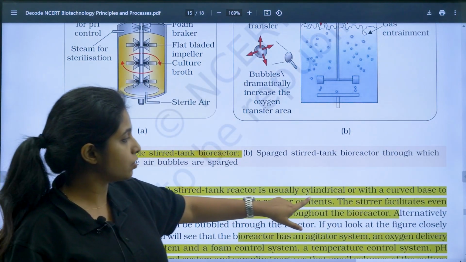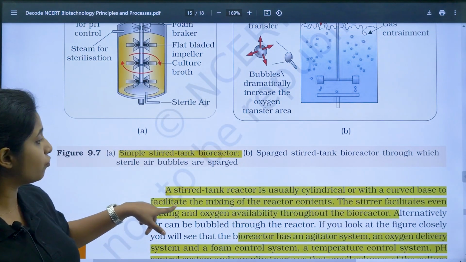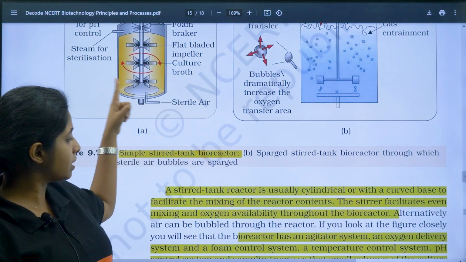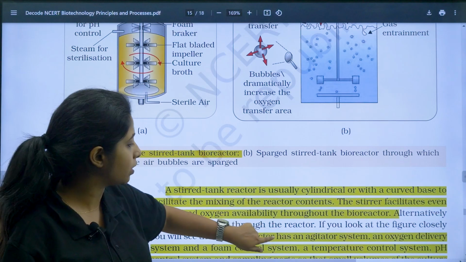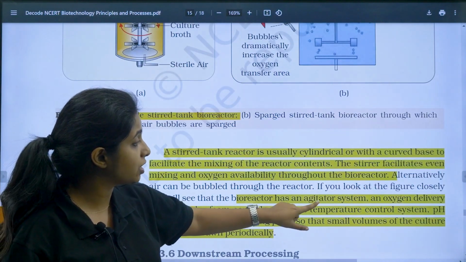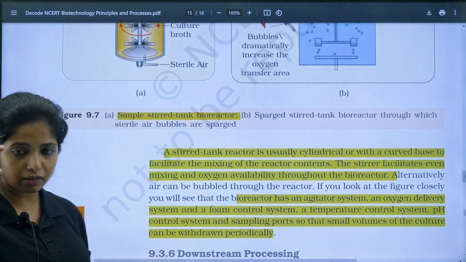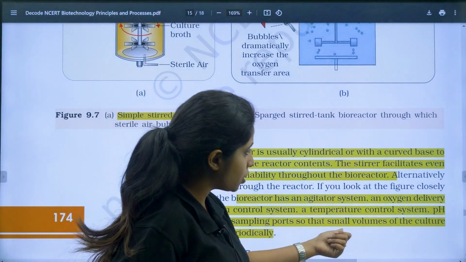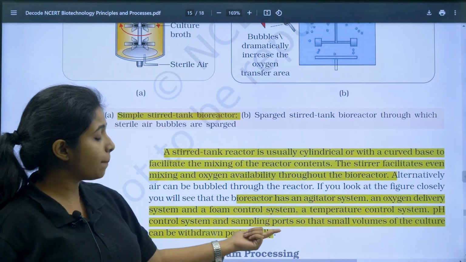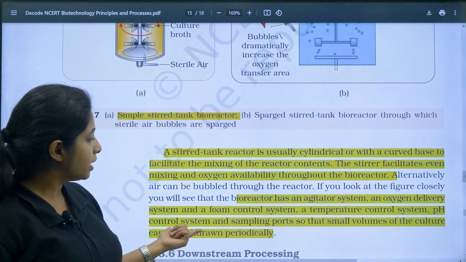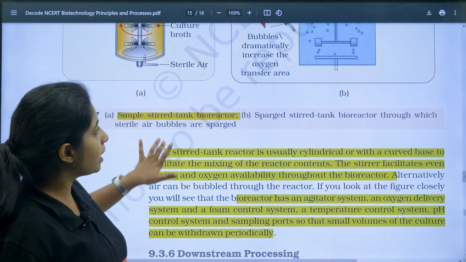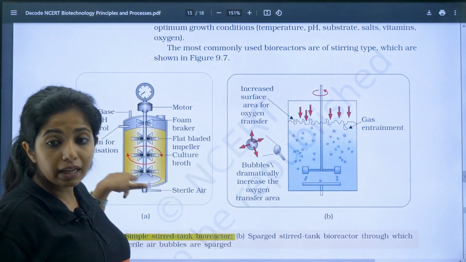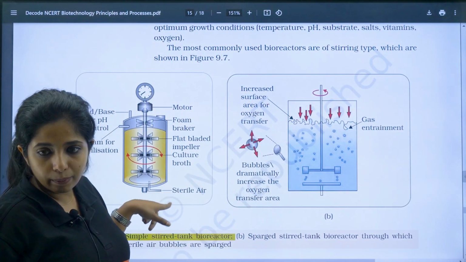A stirred tank bioreactor is usually cylindrical, or has a curved base, to facilitate the mixing of the reactor contents. The stirrer facilitates even mixing and oxygen availability throughout the bioreactor. The bioreactor has an agitator system, the one that will help it move, an oxygen delivery system, a foam control system, a temperature control system, a pH control system, and a sampling port so that small volumes of culture can be withdrawn periodically. So while drawing, you should make sure that you are labeling all of these things.